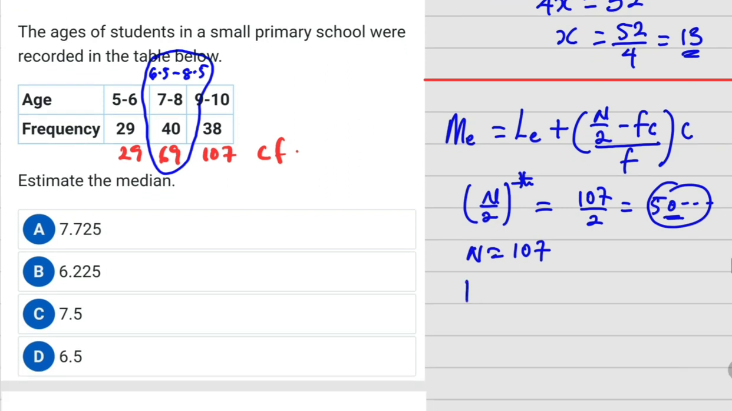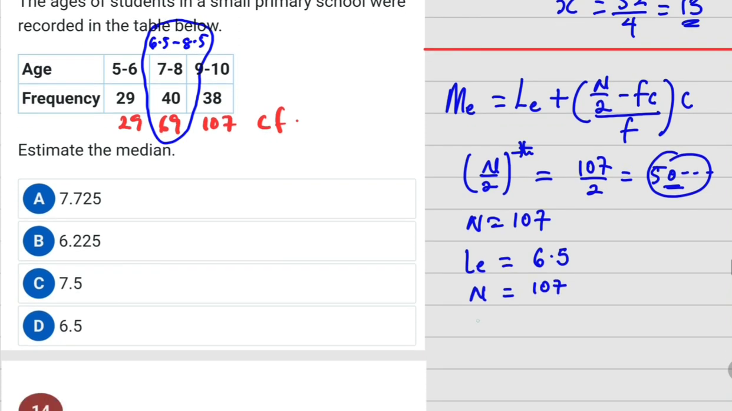So we'll now move. LE is actually going to be 6.5. Then we have our N to be 107. Then we have our cumulative frequency before the median class, which is FC, is going to be 29. Then I need F, the frequency of the median class, which is 40. Then the class width, okay? The class width is gotten by subtracting the two class boundaries, which is 8.5 minus 6.5. So the class width is equal to 2.